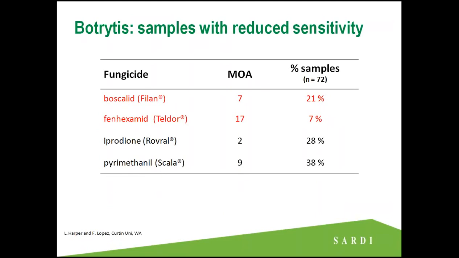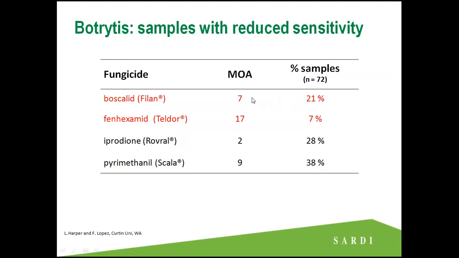Okay, just moving on to Botrytis, a summary of the results for Botrytis. We're looking at the 4 fungicide groups that we tested, and this is colleagues Lincoln Harper and Fran Lopez in Western Australia, this is their work, not mine. So we had total number of samples, 7 had reduced sensitivity.